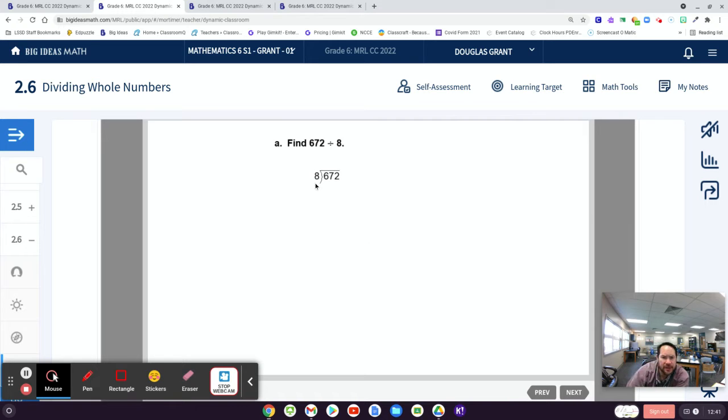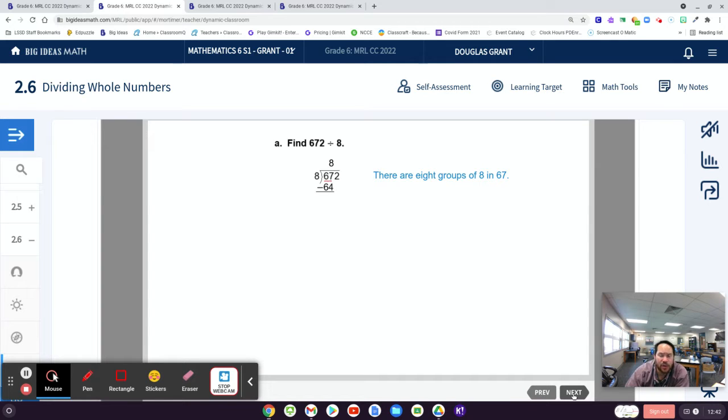So what you're going to want to do is figure out, how many times does 8 go into 6? Well, it doesn't. So then you go, well, how many times does 8 go into 67? Yeah, it goes in 8 times. So there are 8 groups of 8 in 67. That 8 is going to go right above the 7 of 67. Okay, then you're going to do 8 times 8, which is 64, and put that below the 67.